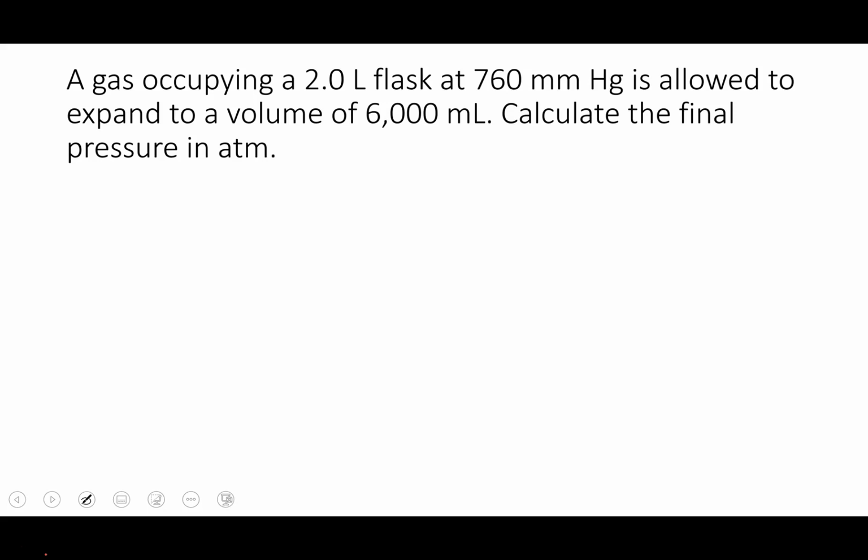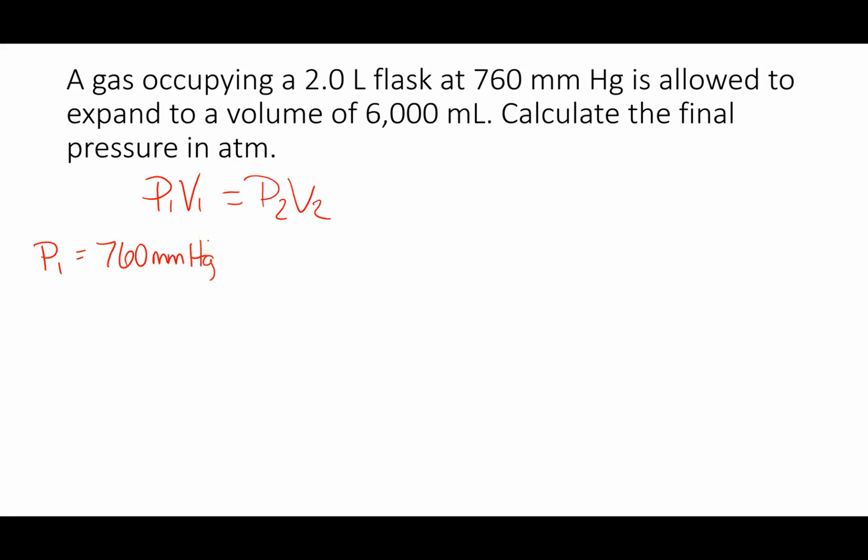So what we're trying to relate here are pressure and volume, and we do that with Boyle's law, which says P1 times V1 equals P2 times V2. So what are our variables here? P1 is our first pressure, which is 760 millimeters of mercury.